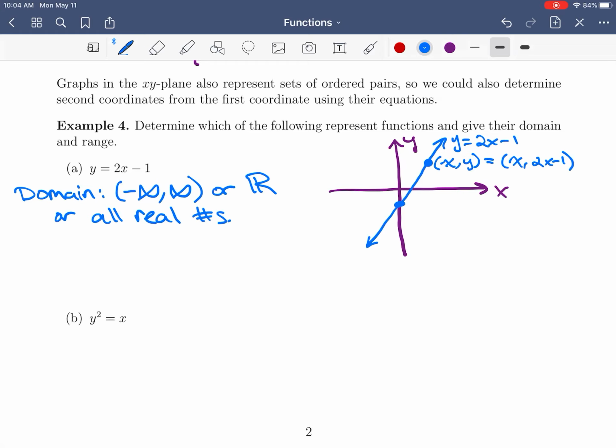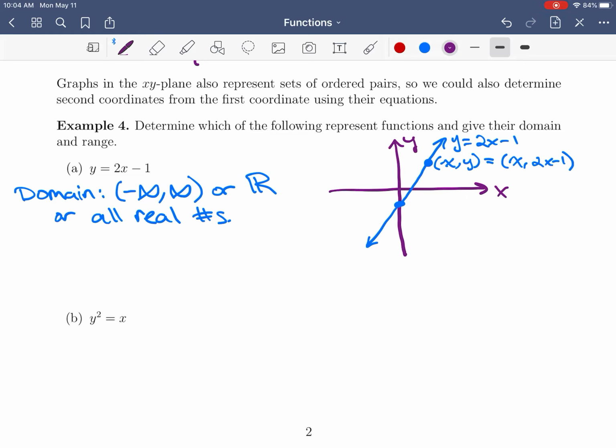So, is this a function? Is our main question. So what we want to know is, could we get a different y value for one particular x? So we chose the domain so that all x's will work, so we can plug in any x we want, but could we get two different y values?